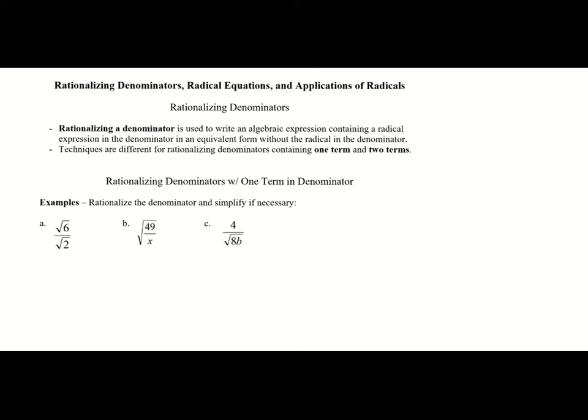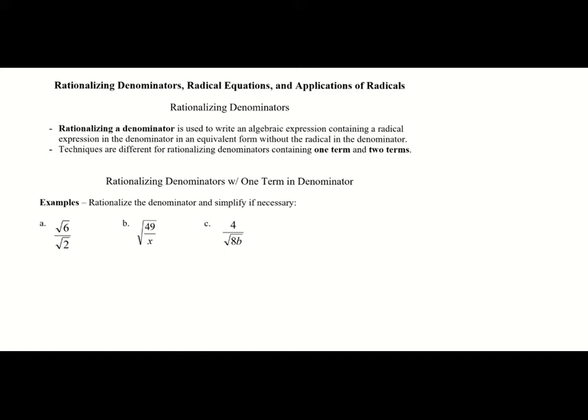When we rationalize a denominator, we take an algebraic expression containing a radical expression in the denominator and write it in an equivalent form without the radical in the denominator. So basically, like negative exponents, we don't really like those in math, except maybe in scientific notation, and they always ask you to rewrite it without negative exponents. Here, if you have a radical in the denominator, it is not liked, so they want you to rationalize that denominator so you do not have a radical in your denominator. So we're going to take a look at how to do it.